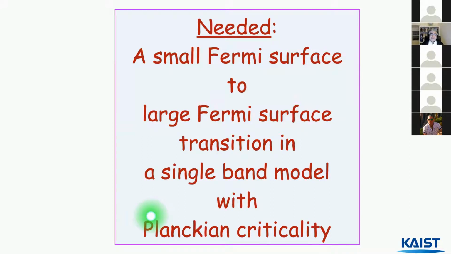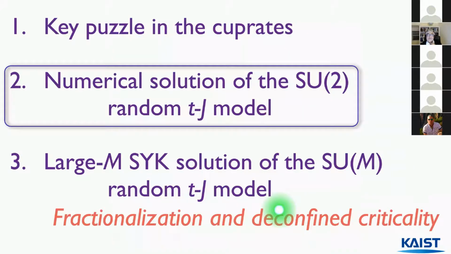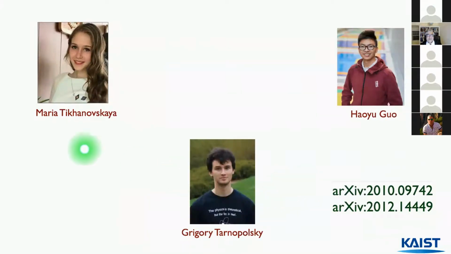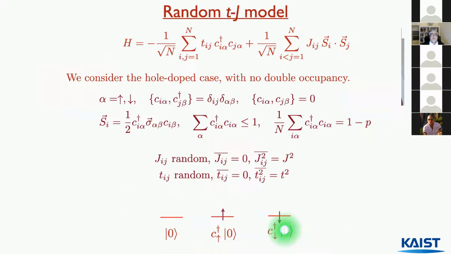I'll give you evidence that there is a very simple model that at least has all of these features and more. We don't fully understand that model, but it has some connections to SYK physics too. All right, so I'll define that model and present its numerical solution. This is very recent work with Henry Shackleton, Antoine Georges, and Alexander Wietek, at the Flatiron Institute. And then some analytical work by my students, Maria Tikhanovskaya and Haoyu Guo, and postdoc Grigory Tarnopolsky.